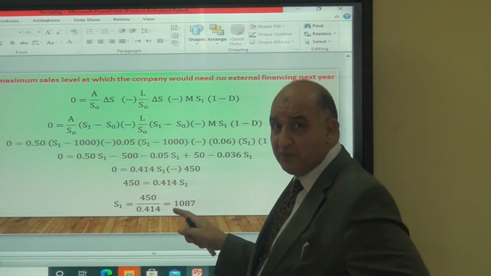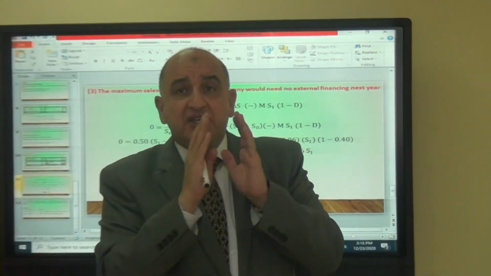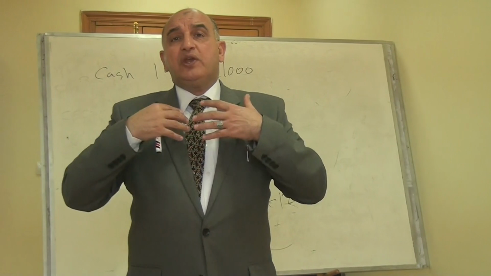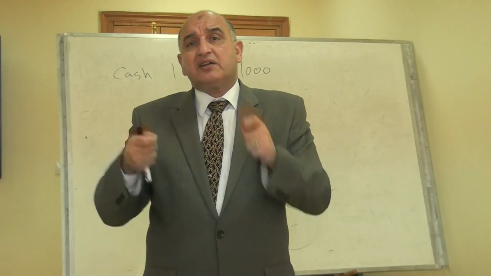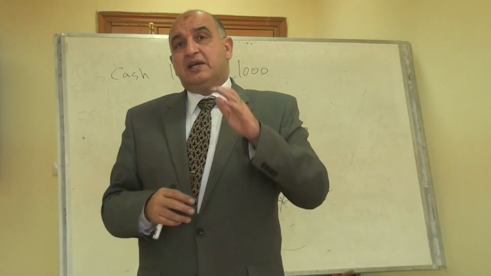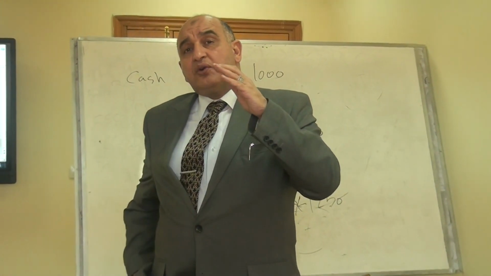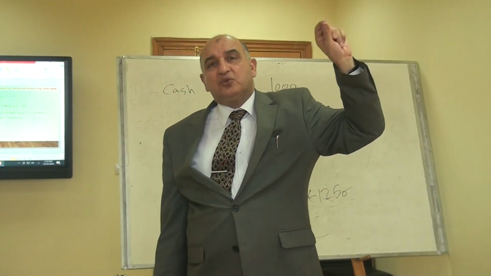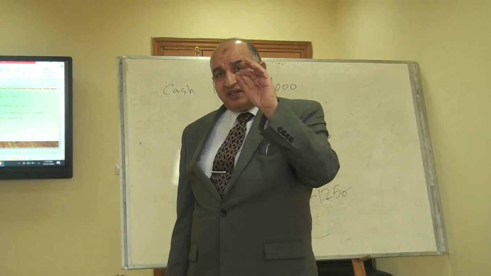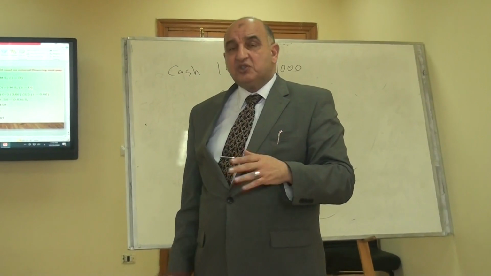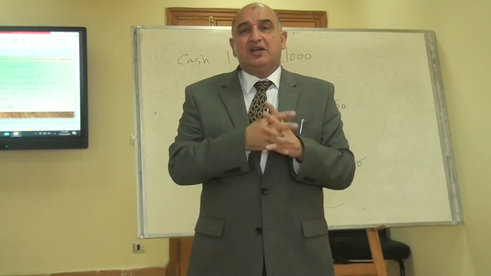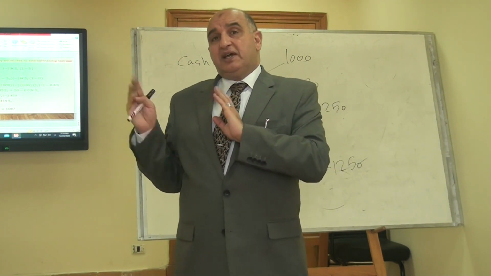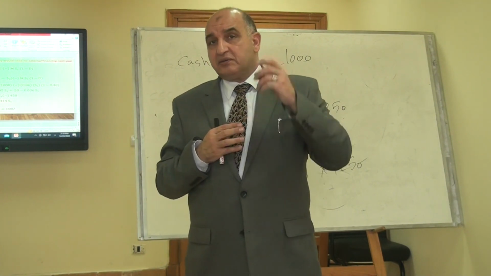By solving this one, I will get that S1 equals 1,087. What does this mean for you? It means if our sales increase from 1,000 to 1,087, we don't need any external funds. We have sufficient internal funds to cover the total funds needed. Is that okay? So if your sales increase by more than 1,087, you will need to get external funds. If it increases by less than 1,087, you don't need any at all. And if it is exactly 1,087, your external funds needed will be how much? Zero.